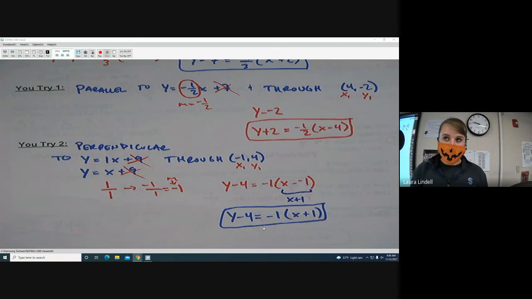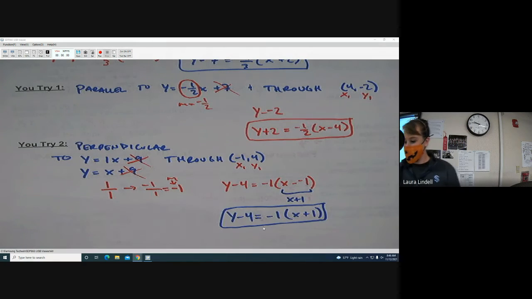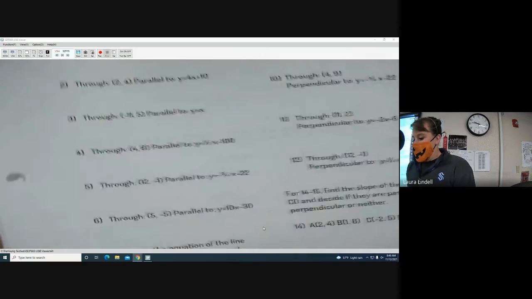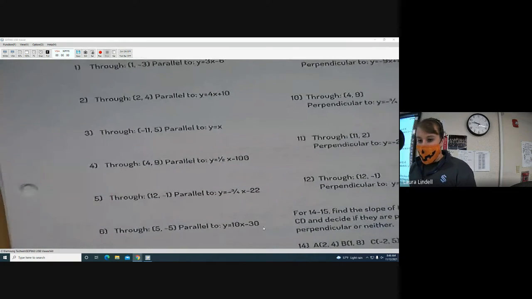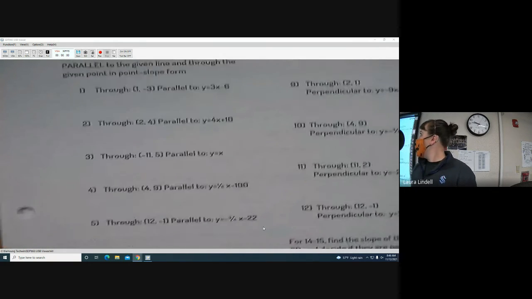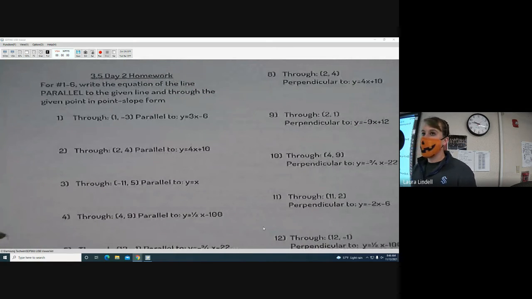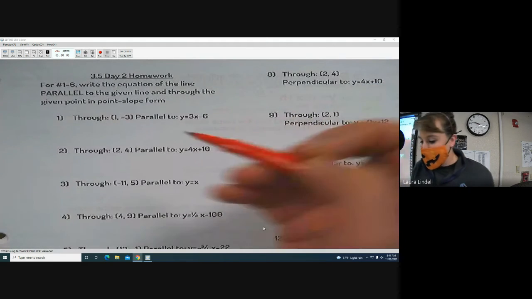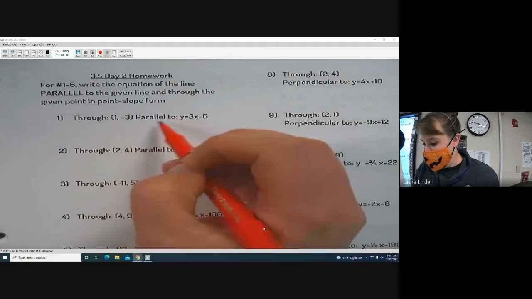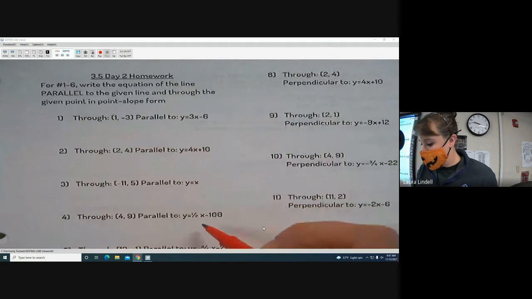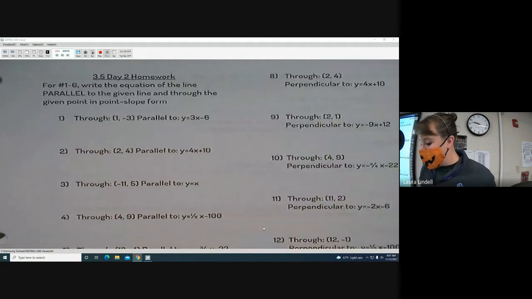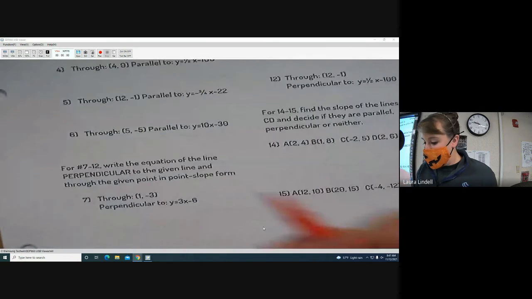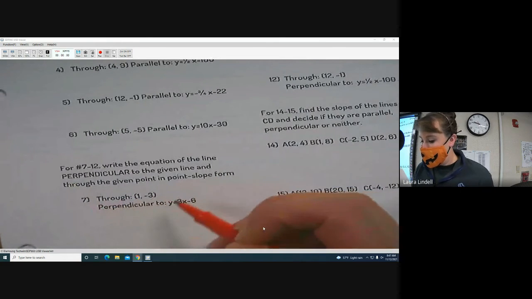Okay. Once you have that, you can go ahead and turn the page. Okay, so here we go. You guys have plenty of time to work on this right now. We're going to talk about a few of these. For the first 6 problems, you're writing the equation that goes through the given point and is parallel to the line. For 7 through 12, you're writing the equation that is perpendicular to the given line.